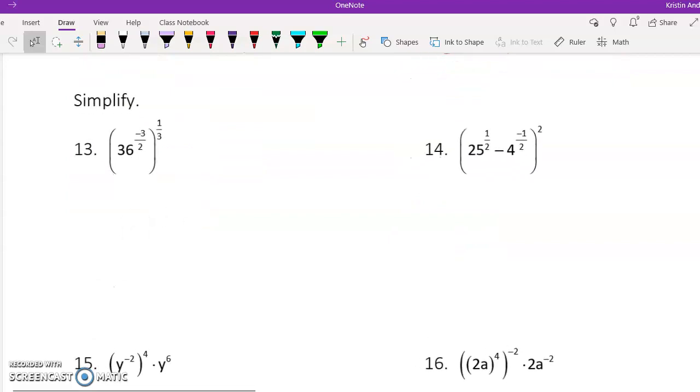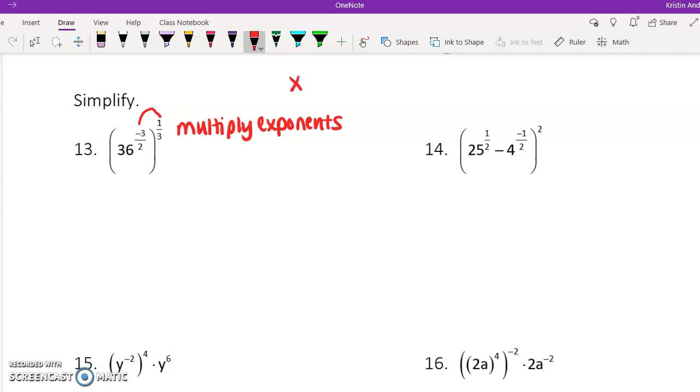Okay, these say simplify, so on number 13, I'm going to follow exponent rules, which says when you have a power raised to another power, you're going to multiply your exponents. If you forget your exponent rules, you can always try to do a simpler problem. I usually will pick something like x squared cubed. And if I'm trying to remember, do I multiply those or add? Just write out what that means.